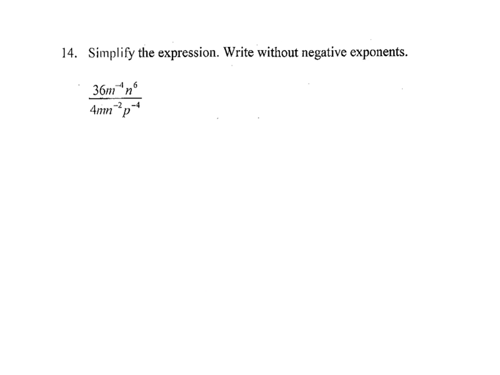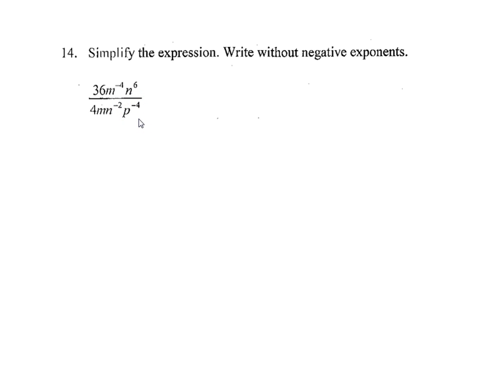Problem 14, we're going to simplify the expression and write without negative exponents. So the first thing I want to do here is eliminate all negative exponents. Let's eliminate the negative exponents, so I need to identify the negative exponents in the expression. And I see a negative exponent on the m, because we have n to the negative 4th. I see a negative exponent on this n, because we have n to the negative 2nd. And I see a negative exponent on this p, because we have p to the negative 4th.